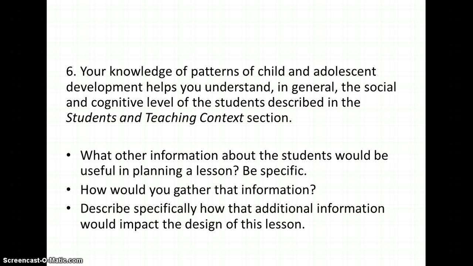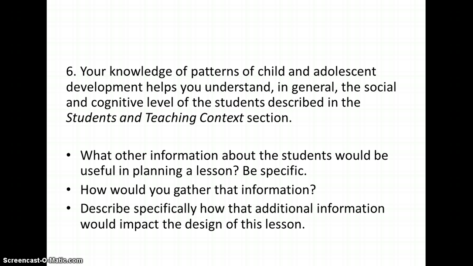Now for a 2, the rubric states that you would identify general information that would be useful in planning any lesson, and that you would describe in general terms how the teacher might go about gathering that information. In addition, the candidate describes in an accurate but general way how the additional information would impact the design of the lesson. So again, you could be very short with your answers. You could use bullet points. That is acceptable for a 2.